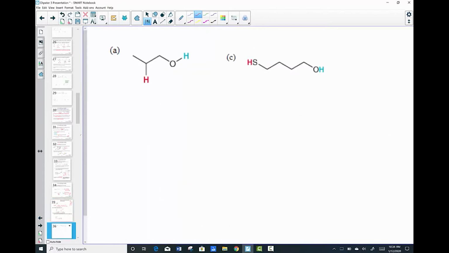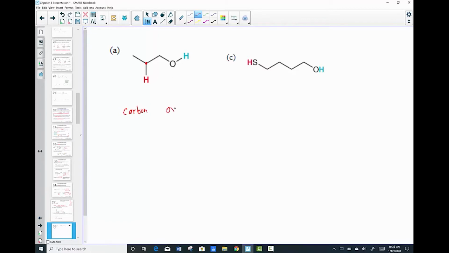Here's a couple more from homework. You're going to see quite a few of these, just trying to decide which one would be better at donating its proton, to be a stronger acid, a good proton donor. And the answer is, which one is best able to stabilize the negative charge? The proton that's highlighted in red is attached to a carbon. The proton highlighted in blue is attached to an oxygen.